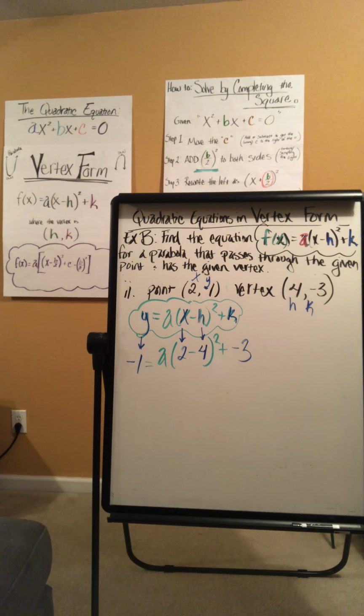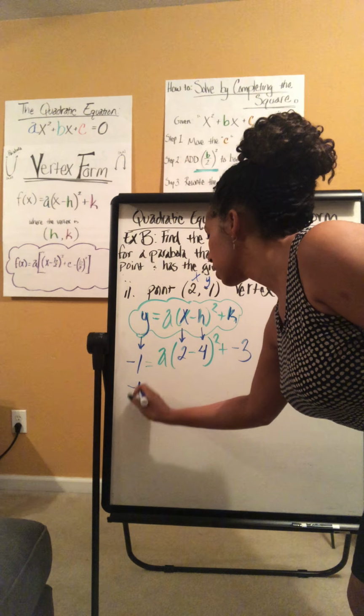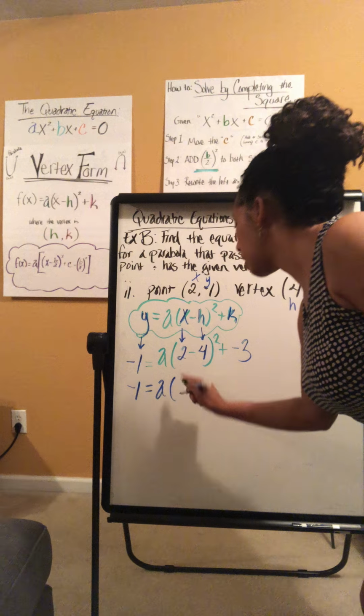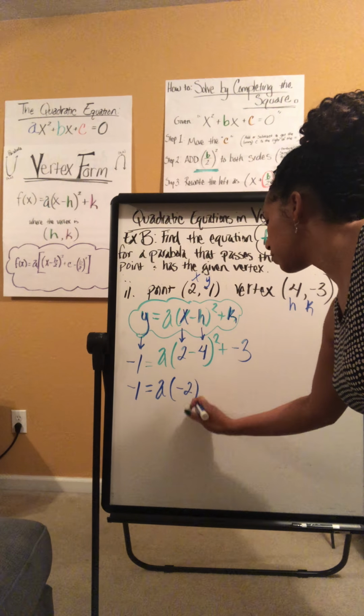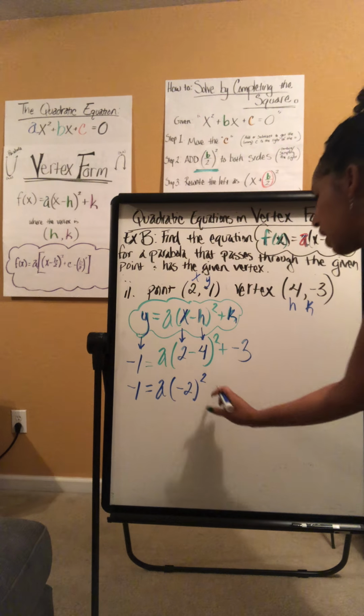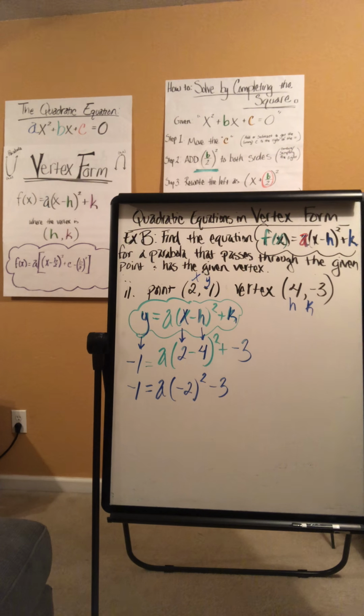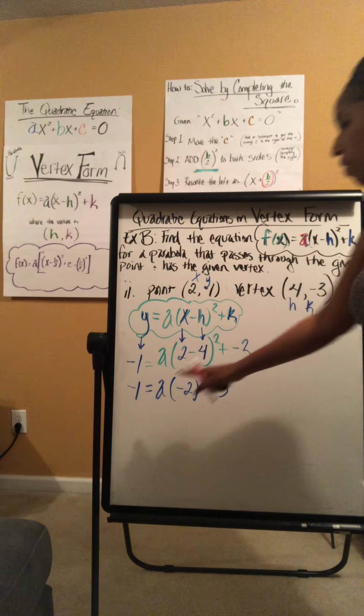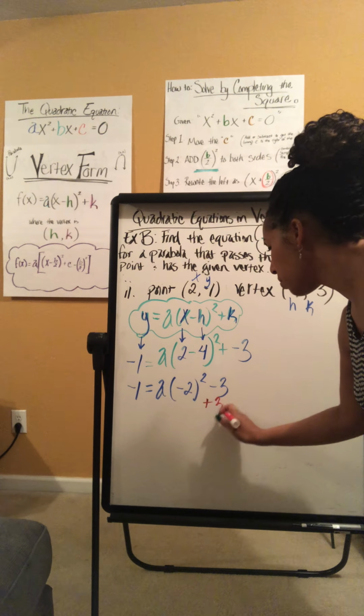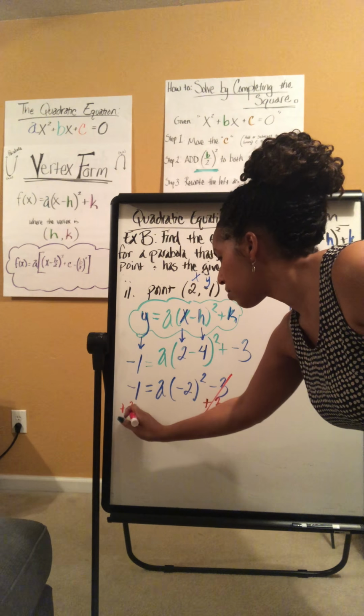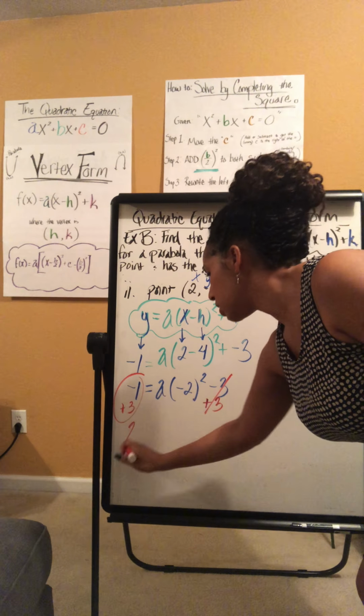So what I have is negative 1 equals a times 2 minus 4, which is going to give me a negative 2 inside the parentheses, plus negative 3, that's just going to be a minus 3. I need to solve for a, so I will add the 3, because that will cancel that out. Add the 3. Negative 1 plus 3 is 2.